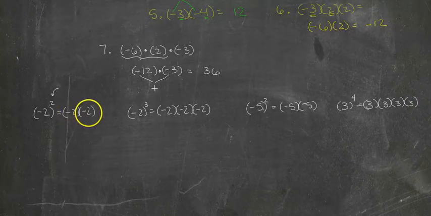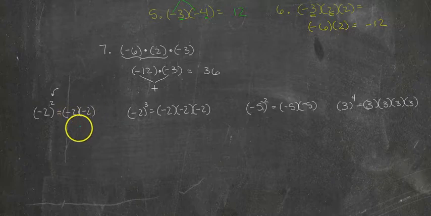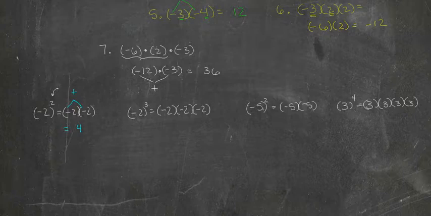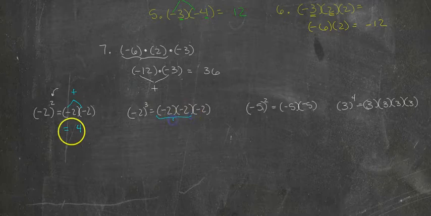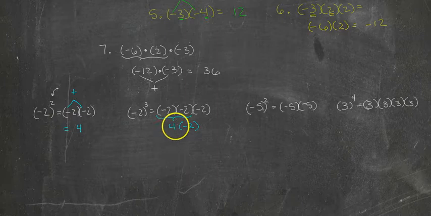Negative 2 times negative 2: if I do the integers first, I get 2 times 2, which is 4. Two negatives become a positive, so the answer is a positive 4. Next one. Negative 2 times negative 2, well, we've already done that, right? Negative 2 times negative 2 is 4. So I'm going to make it a positive 4, but I still have to multiply by another negative 2. 4 times 2 is 8. I only have one minus sign, so I have to keep it.